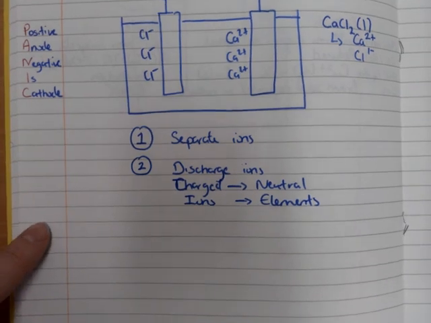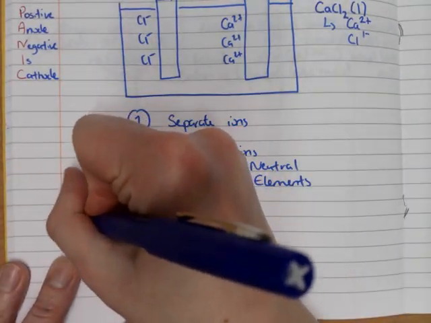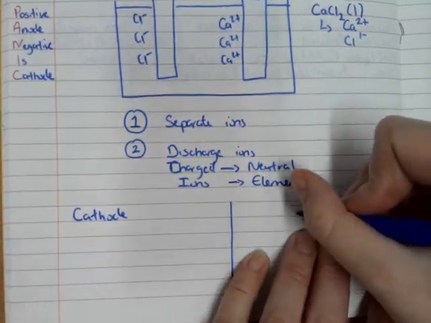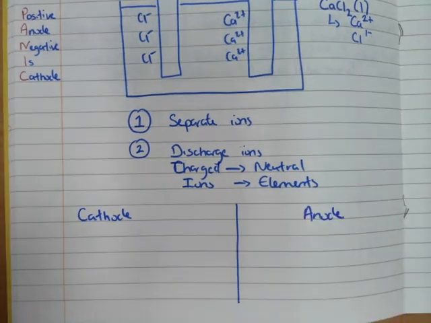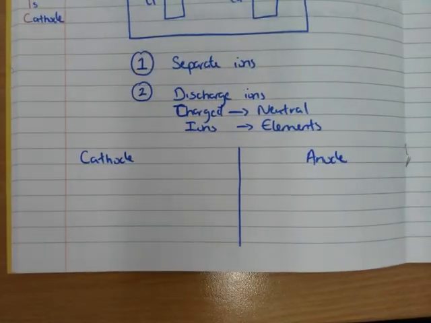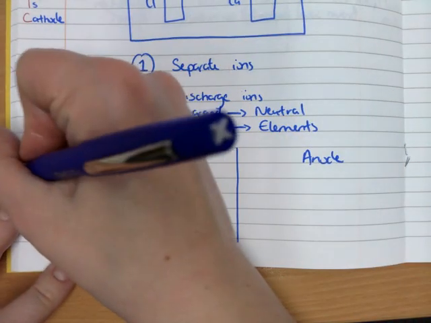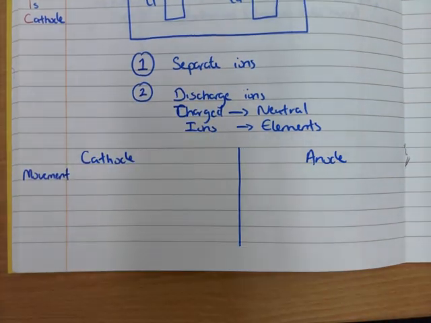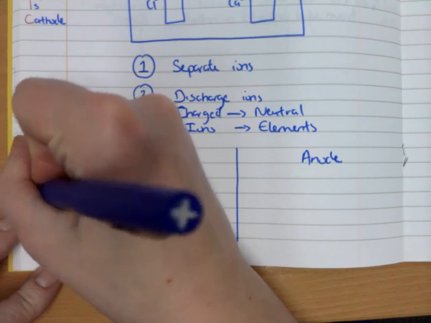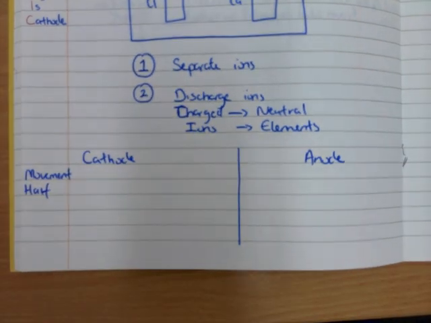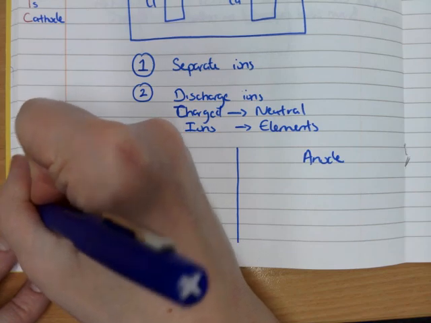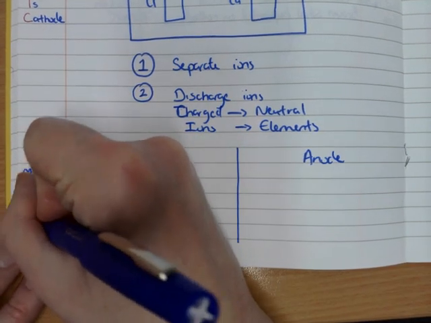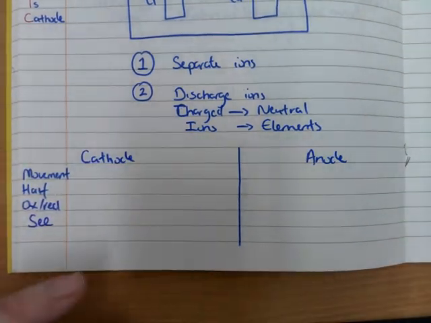So we're going to come down here and I'm going to split my page in two. We're going to describe what happens at the cathode, then we're going to describe what happens at the anode. And when we're doing our descriptions, to make sure we're picking up all the marks, I'm going to give you 4 kind of success criteria. First thing you're going to do is describe the movement of the ions, which ion moves where. Then you're going to write me a half equation because it just mops up all of your marks. Then you're going to tell me if your half equation represents oxidation or reduction, and then ideally, in some cases, you're also going to tell me what you're able to see.